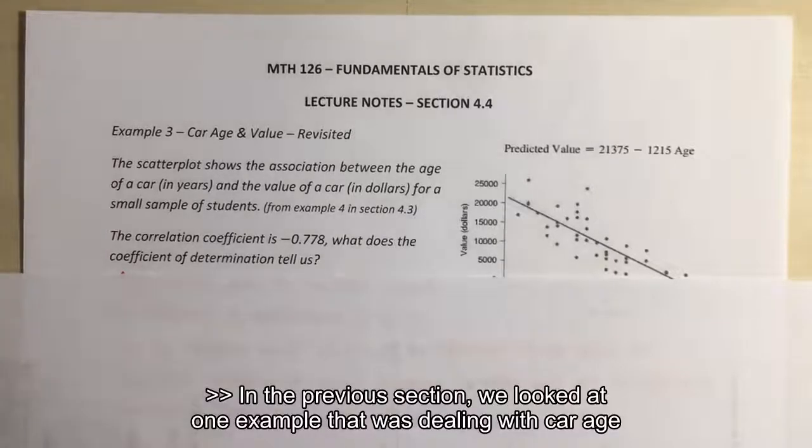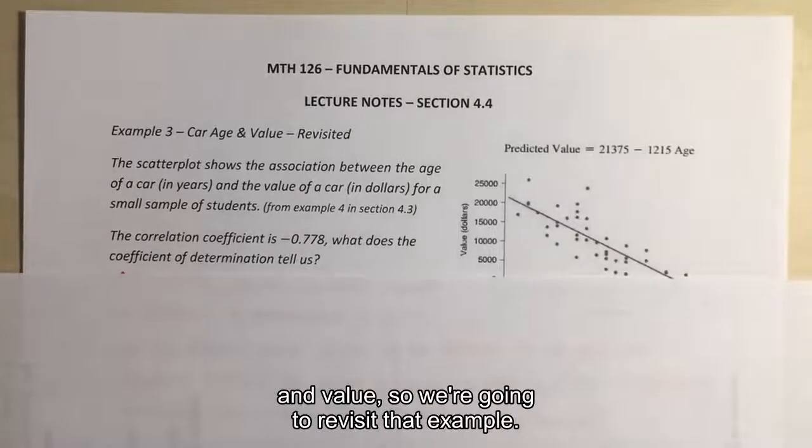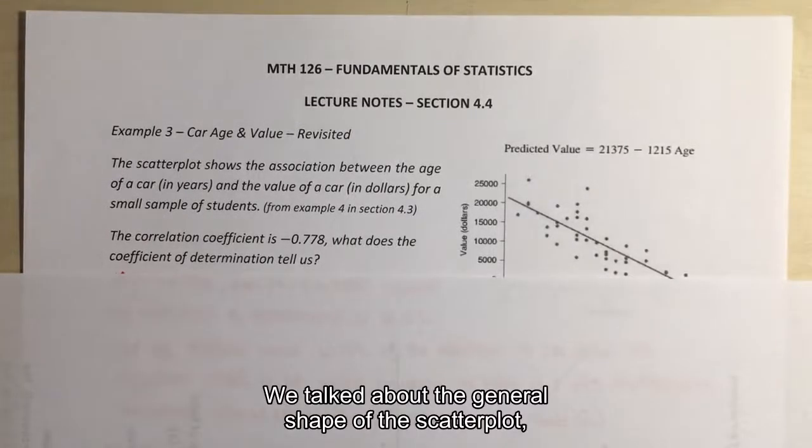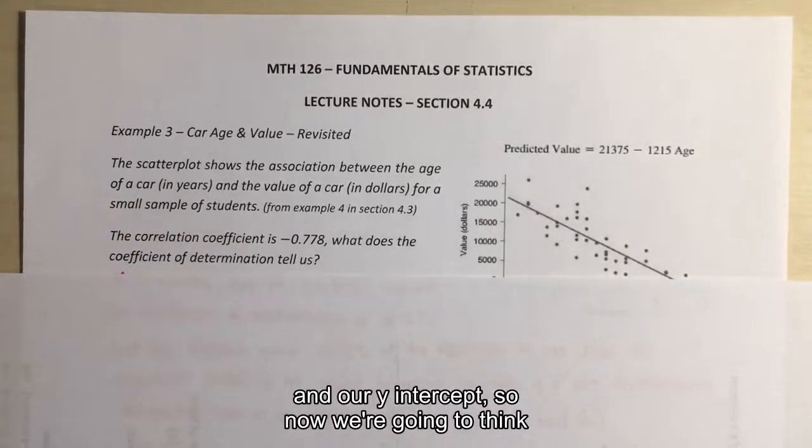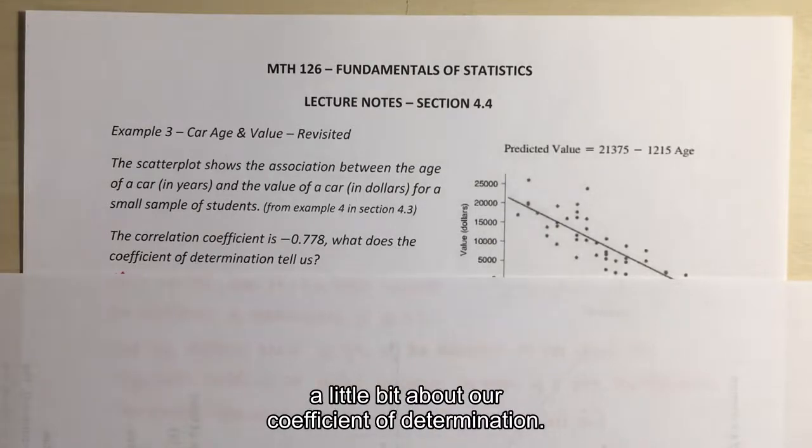In the previous section, we looked at one example that was dealing with car age and value, so we're going to revisit that example. We talked about the general shape of the scatter plot. We made a prediction. We interpreted our slope and our y-intercept. So now we're going to think a little bit about our coefficient of determination.